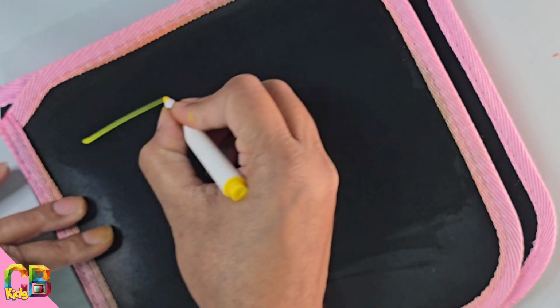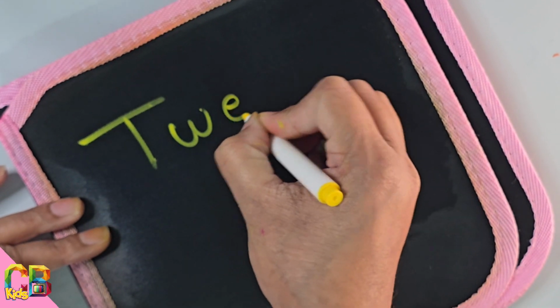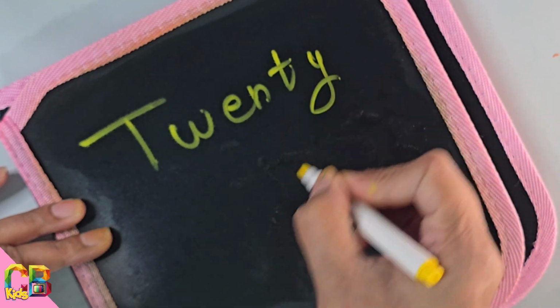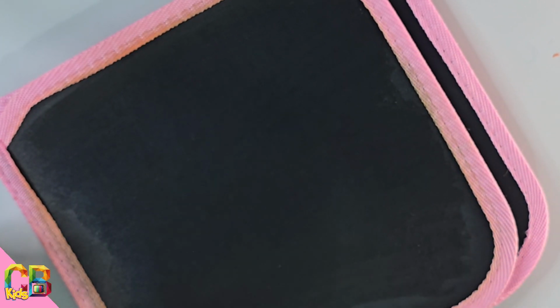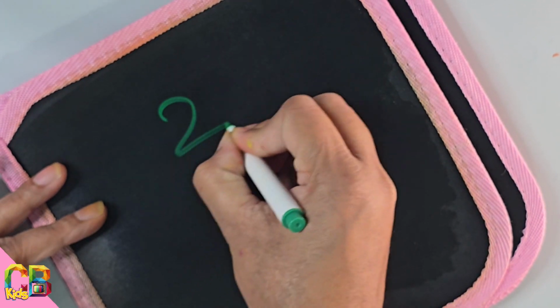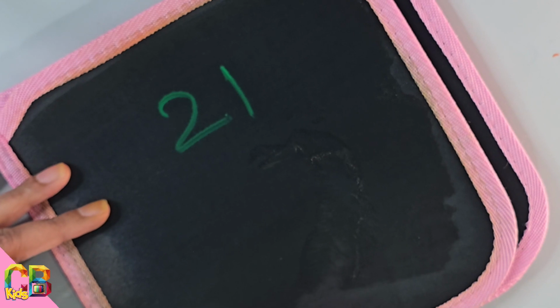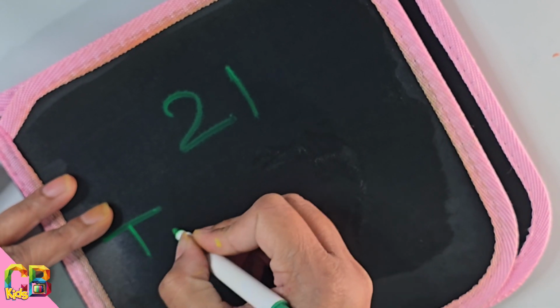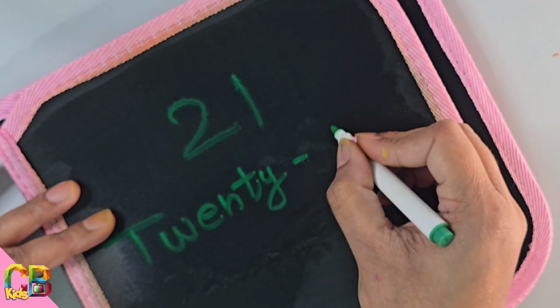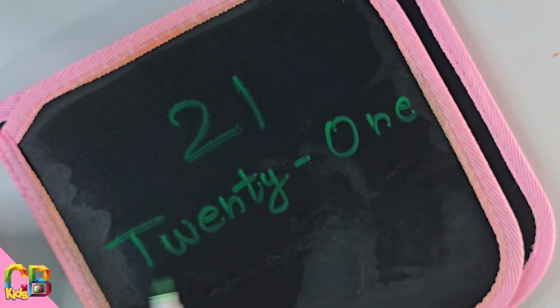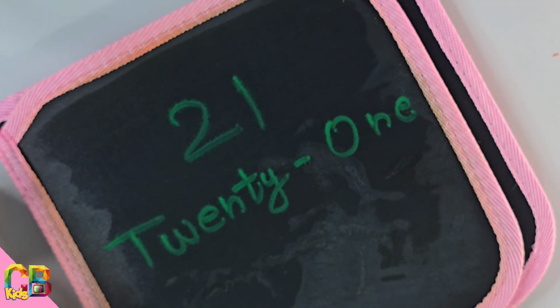Now let's move to another number which is going to be 20. T-W-E-N-T-Y, 20. Okay, now let's move to another number which is going to be 21. Now let's write spelling of 21. T-W-E-N-T-Y, 20, ONE, 1, 21.